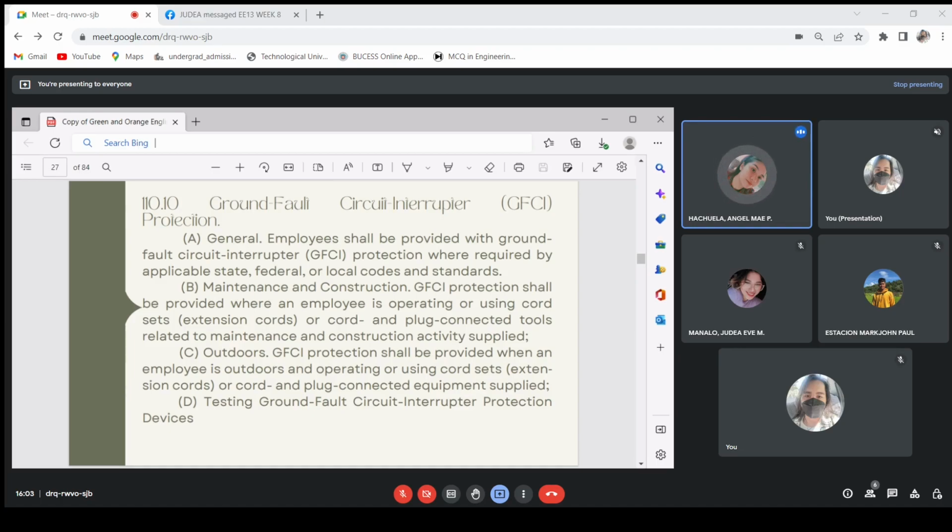Letter B is maintenance and construction. GFCI protection shall be provided where an employee is operating or using cord sets or extension cords or cord and plug connected tools related to maintenance and construction activities supplied. Letter C is outdoors. GFCI protection shall be provided when an employee is outdoors and operating or using cord sets or cord and plug connected equipment supplied. Letter D is test ground fault circuit interrupter protection devices.